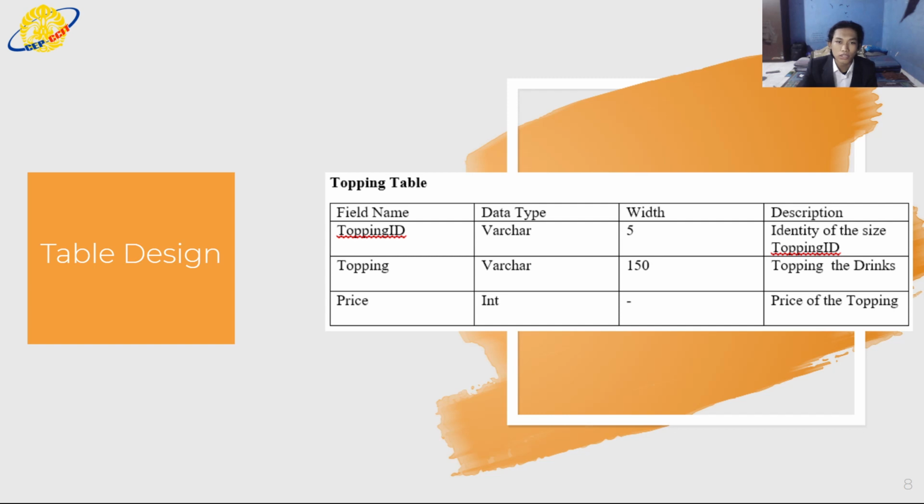And the last table will explain topping table, field name topping ID, data type varchar with 5 to identity of the topping ID, and topping, data type varchar with 15 to use topping of the drinks, and price, data type int to use price of the topping.